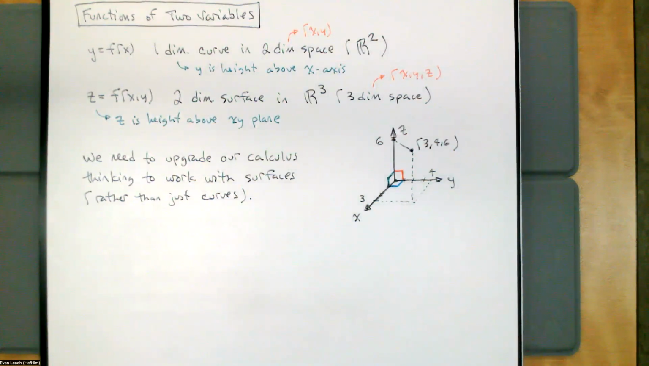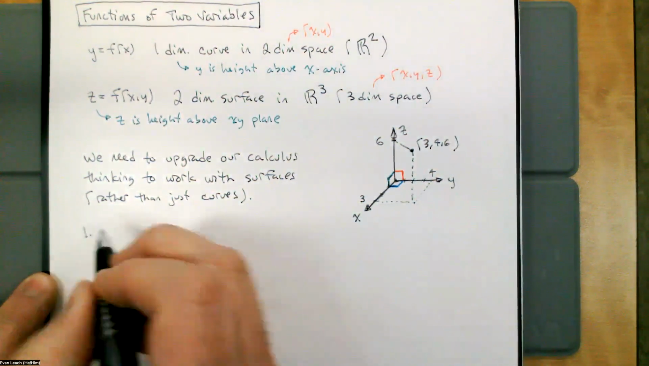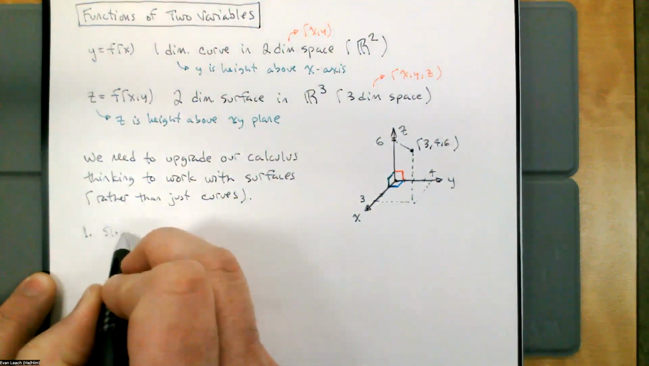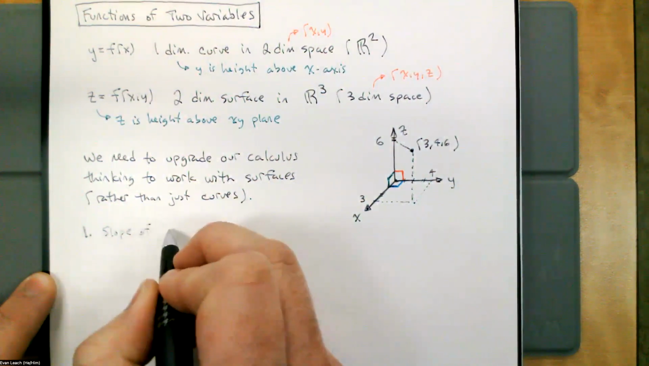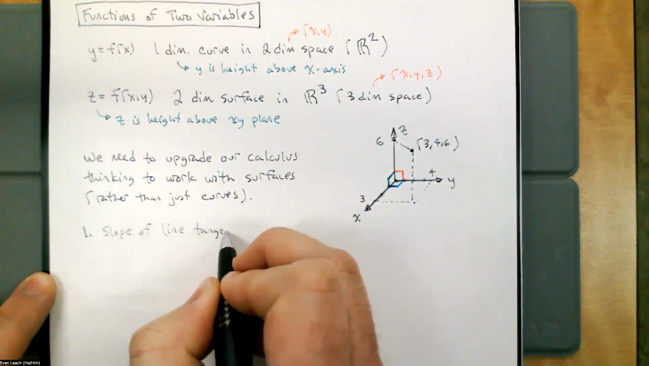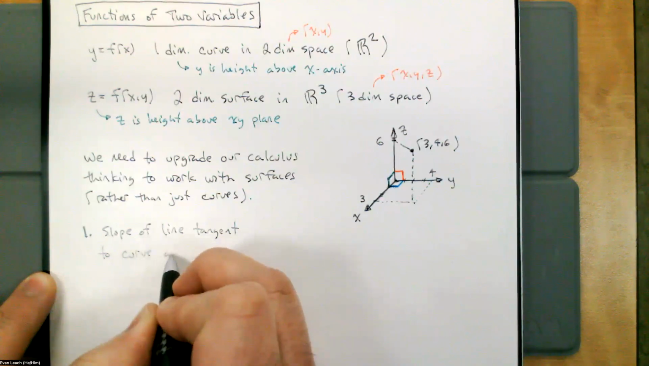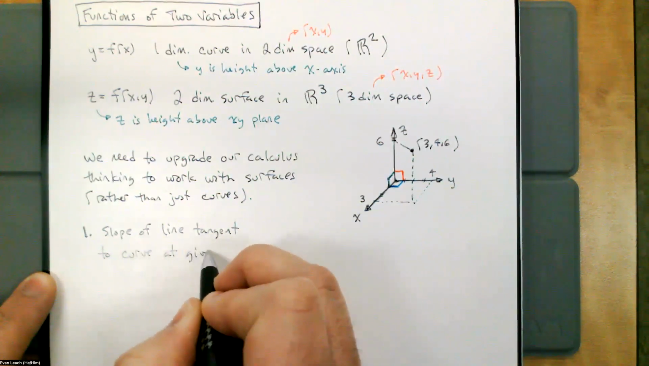All right, so let's talk about the calculus things and think about modifying them to fit surfaces, not just curves. One of our calculus things was the slope of the line tangent to the curve at a given point.